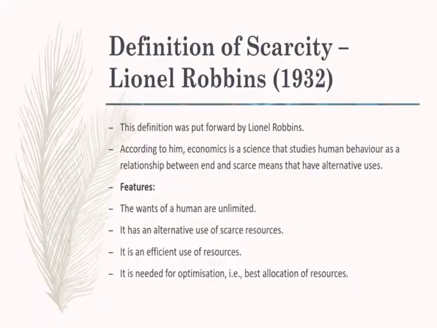So he says that humans deal with things of alternative uses, right? Every product will have alternative uses, so they make a choice between them. The major features of his definition are: human wants are unlimited, there is an alternative use of scarce resources, it requires efficient use of resources, and it is needed for optimization. That is the best allocation of resources.